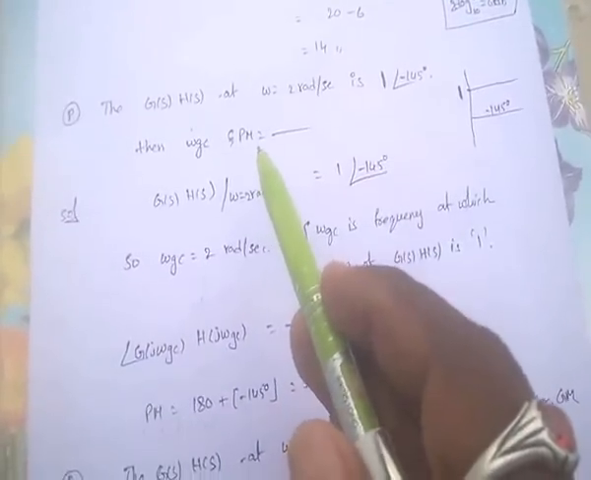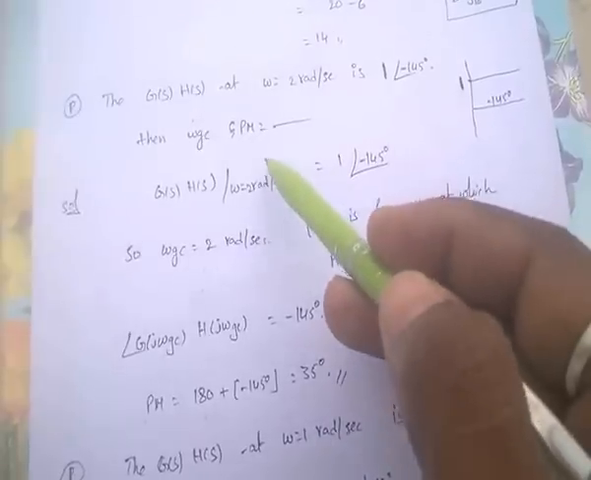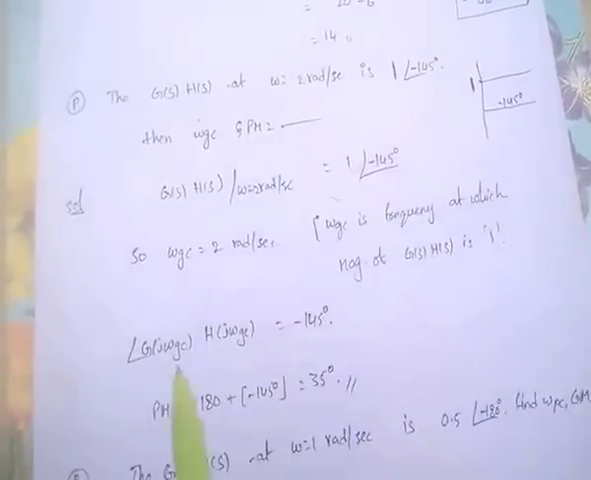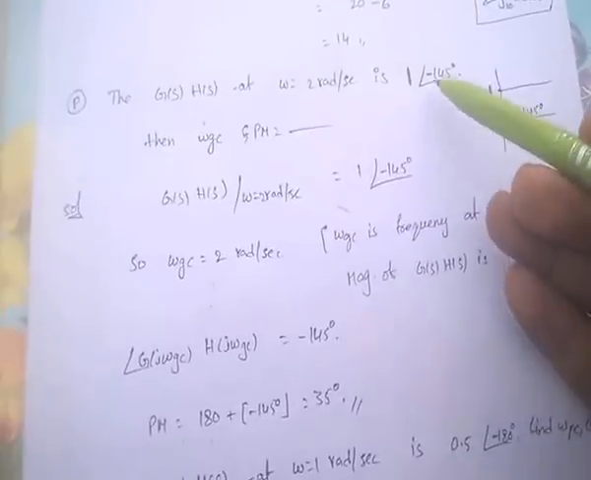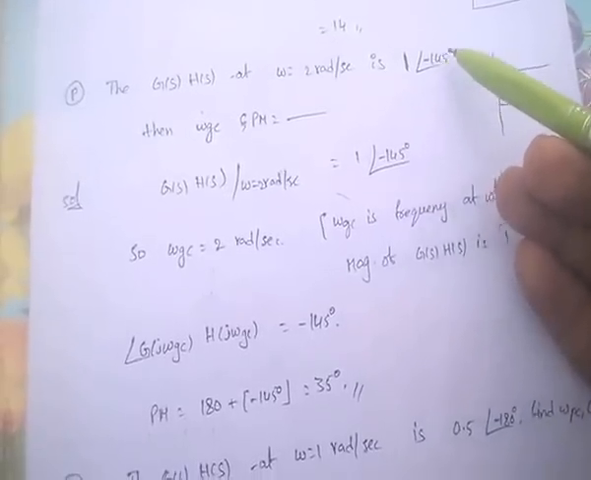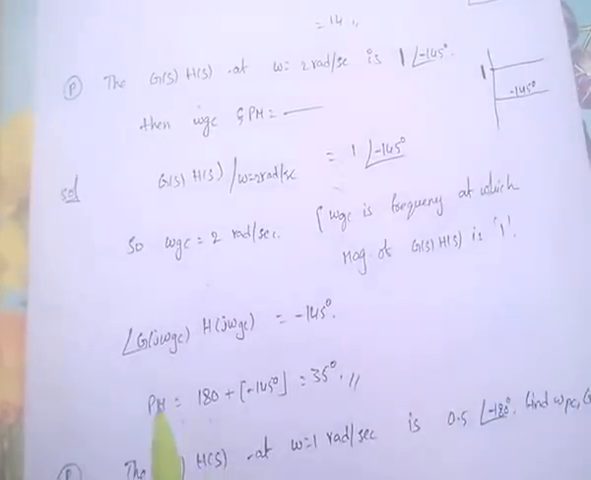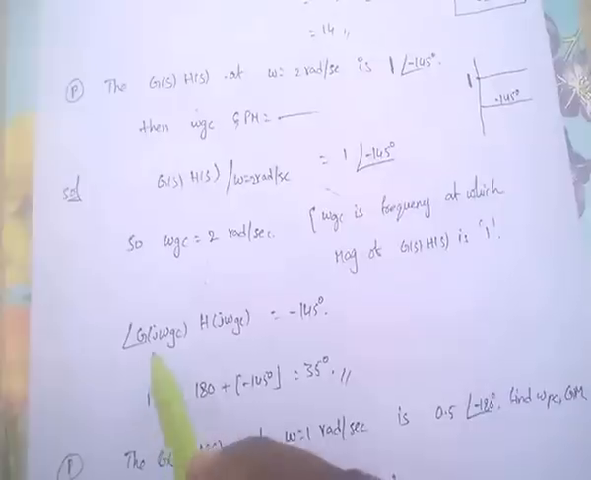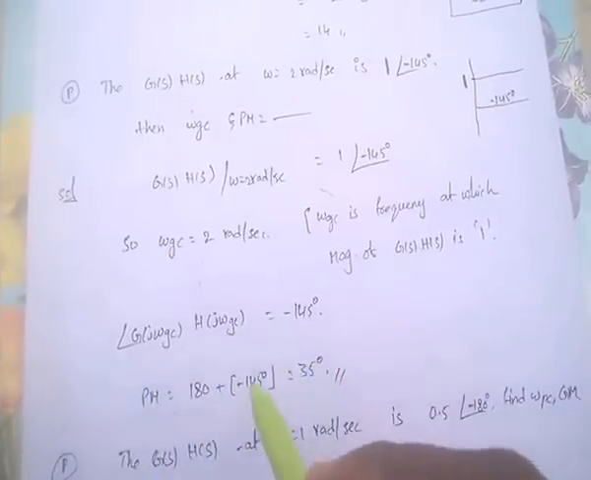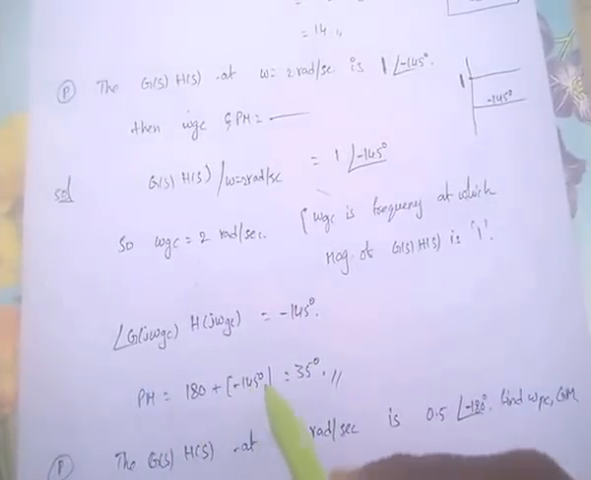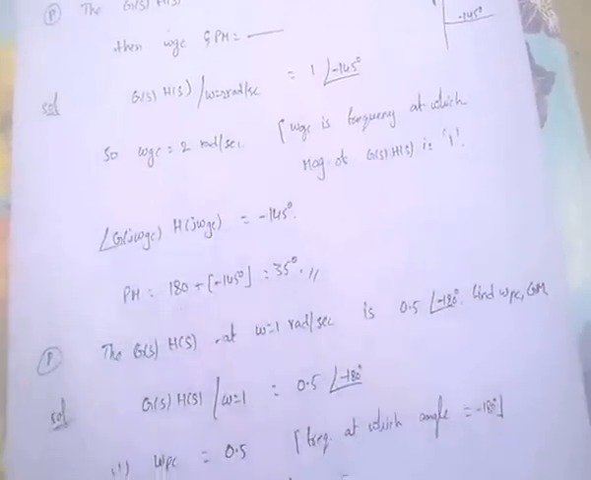And next one, phase margin. For finding the phase margin, we have to find the angle of G(s)H(s). Here the angle of G(s)H(s) is given as minus 145. So what is the phase margin? 180 plus the angle of G(s)H(s), which equals minus 145. That equals 180 minus 145, which equals 35 degrees.